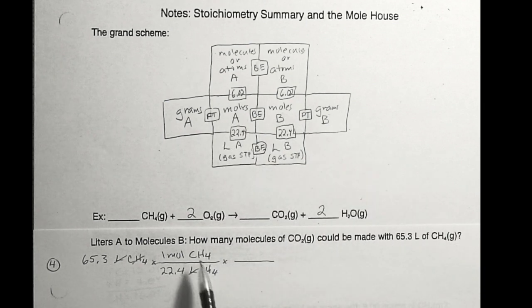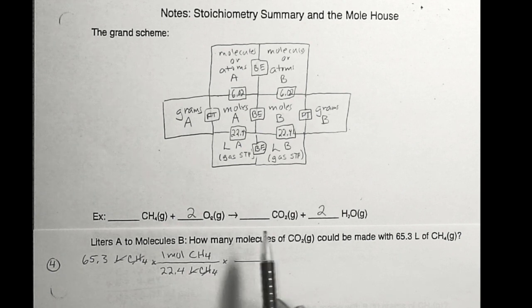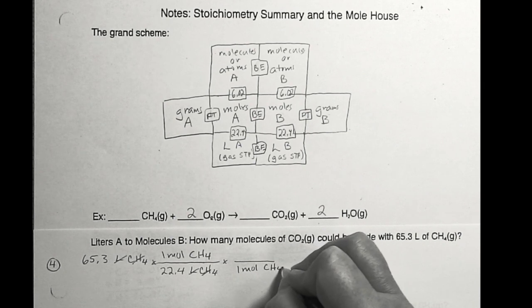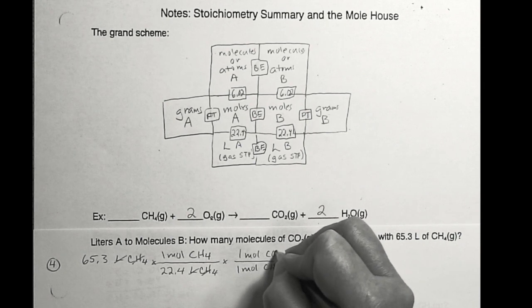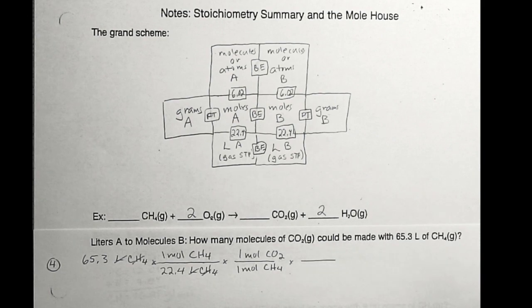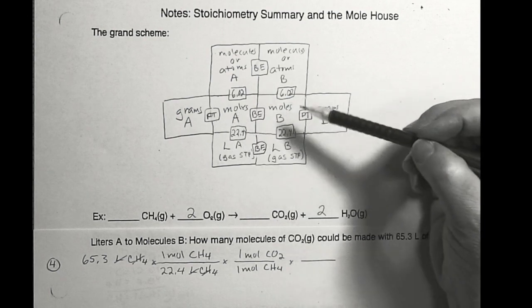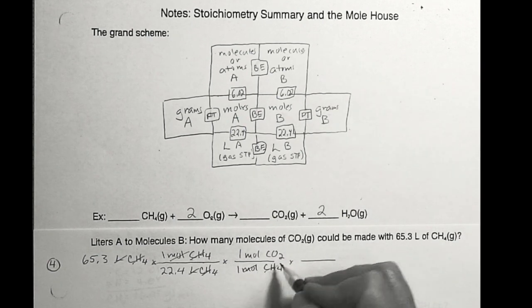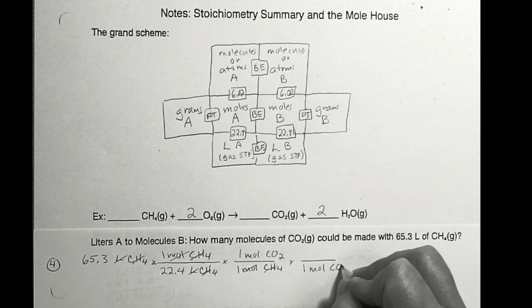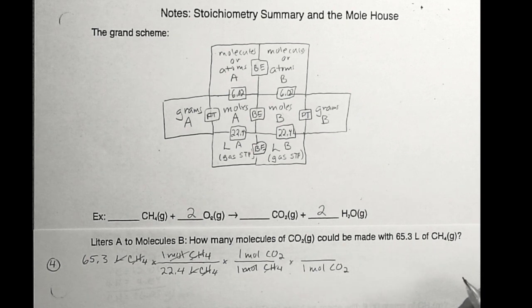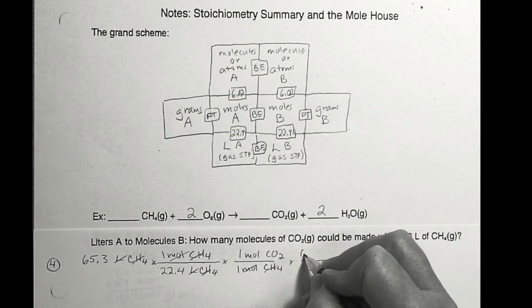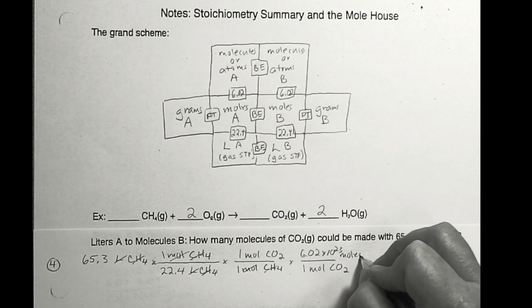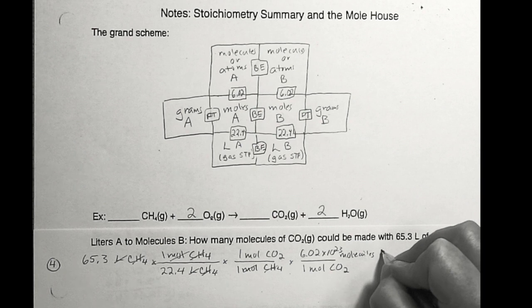So according to the balanced equation, 1 mole of CH4 produces 1 mole of CO2. So now I've gone from moles of the first CH4 to moles of the CO2. Now I'll go up to molecules. These have canceled. So 1 mole of CO2 is the same as, or is equivalent to, 6.02 times 10 to the 23rd molecules of CO2.